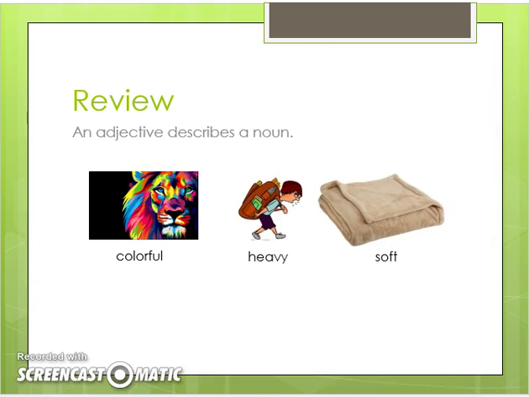Okay, so an adjective describes a noun. So we would say the colorful lion. Colorful is the adjective, lion is the noun. We would say a heavy backpack. Heavy is the adjective, backpack is the noun. Or a soft blanket. Soft again is the adjective, blanket is the noun.